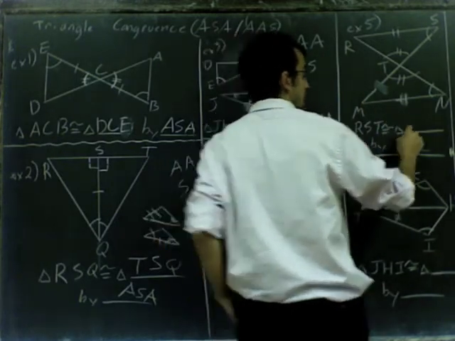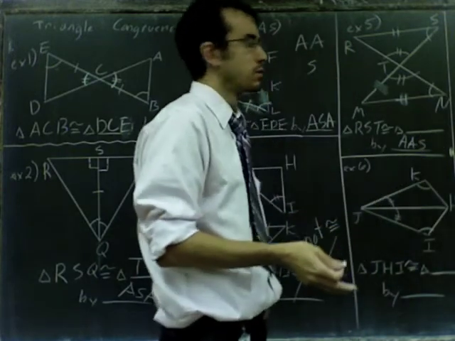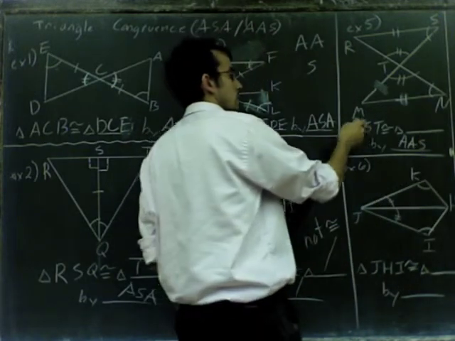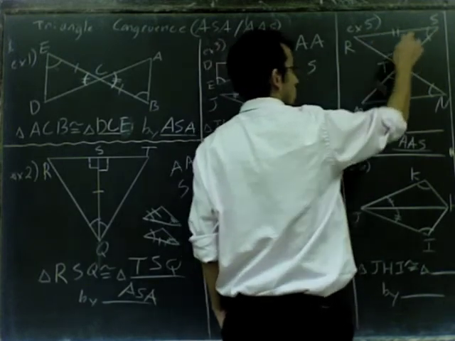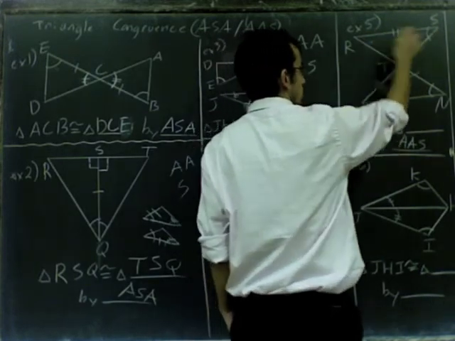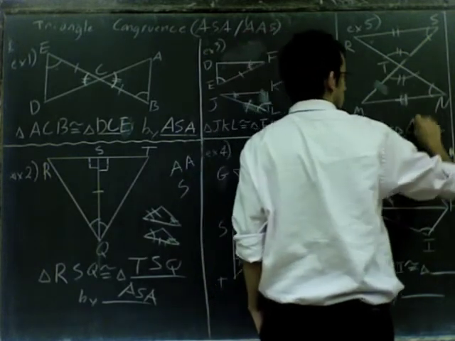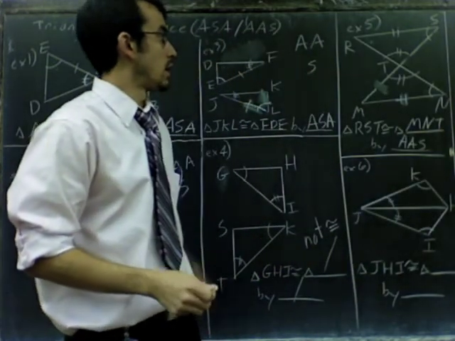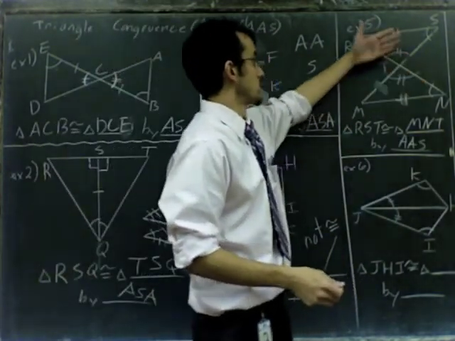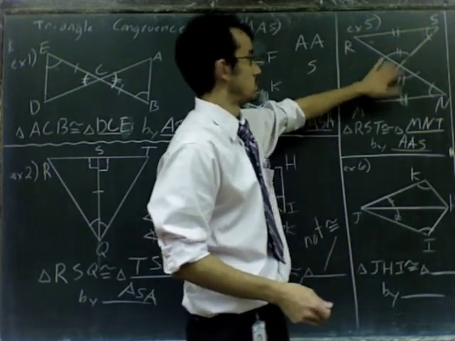So this is AAS. Some people say SAA, that's fine too. Angle, angle, side. RST, R to S to T. Nothing, one arc mark, an arc with two tick marks. Nothing, 1, 2, nothing, 1, 2. MNT. RST is congruent to MNT. And this one would actually just flip over nicely, so that M would line up with R, N would line up with S, and T would be the same as T.